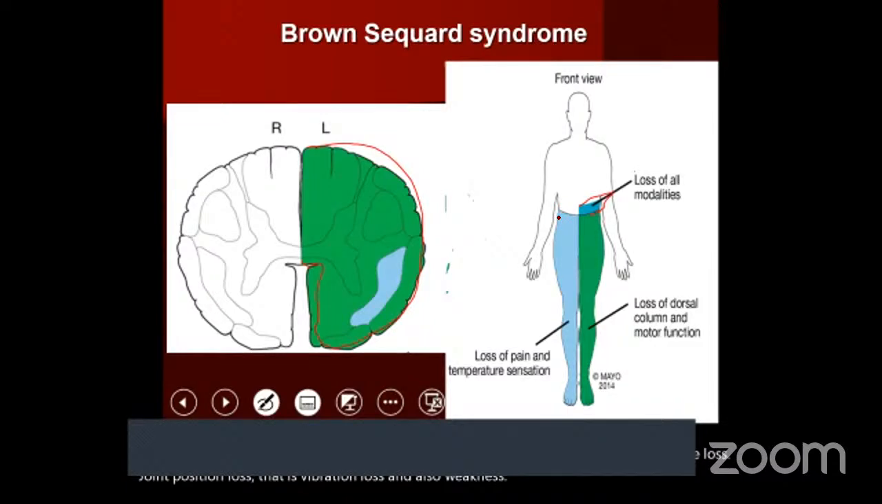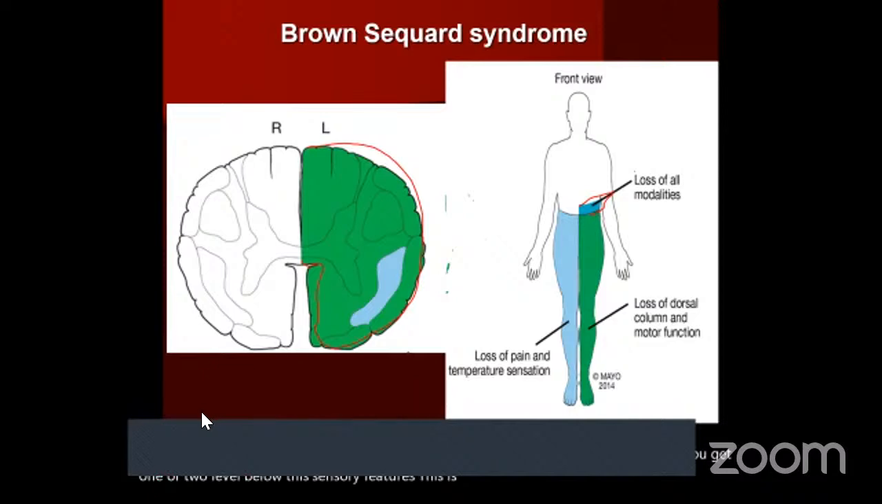That is because the fibers of superficial sensations after entering the spinal cord cross in front of the central canal and ascend up on the opposite side in the spinothalamic tract. That's why you get this sensory feature 1 or 2 levels below. This is the Brown-Sequard syndrome, which is hemicord section.